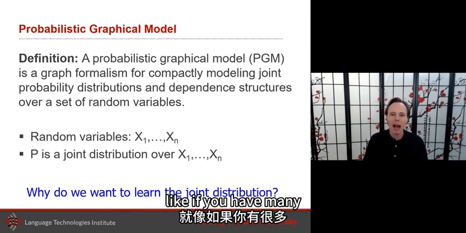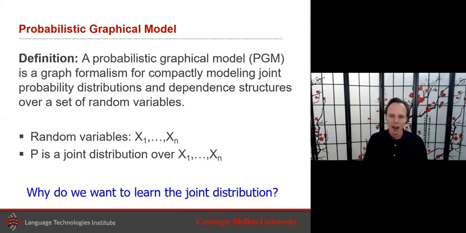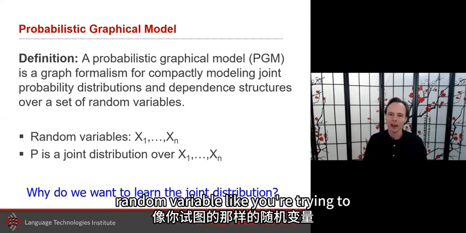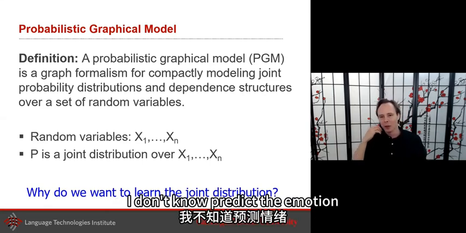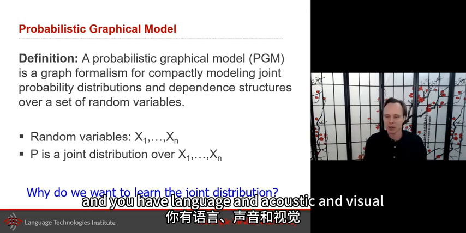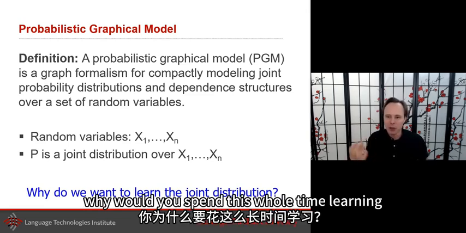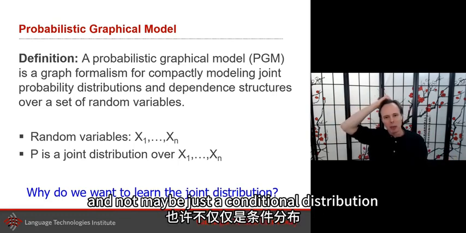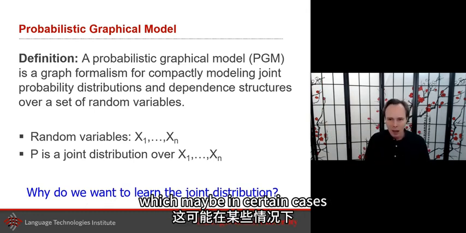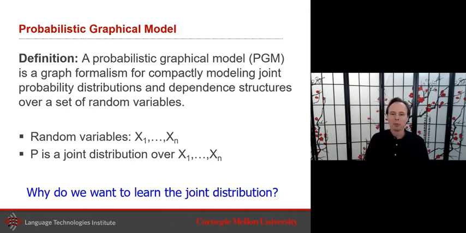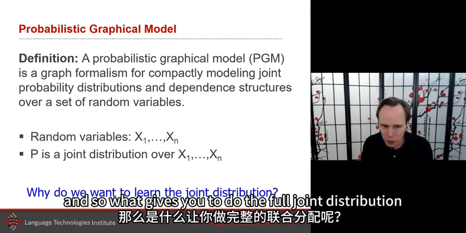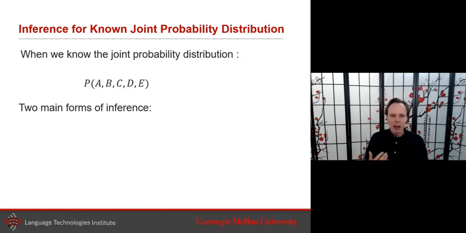And why is it so important or so interesting, spending all this time to learn the full joint distribution? If you have many random variables, like you're trying to, I don't know, predict the emotion, and you have language and acoustic and visual, why will you spend this whole time learning the full joint distribution and not maybe just the conditional distribution, which maybe in certain cases is easier? And so what gives you to do the full joint distribution?